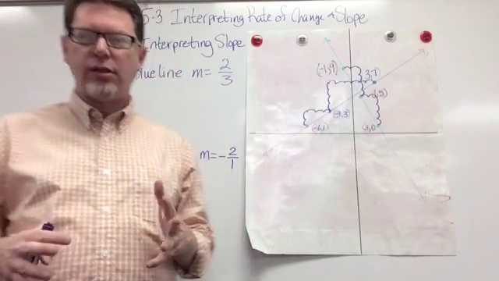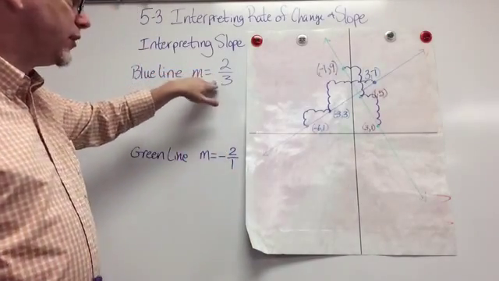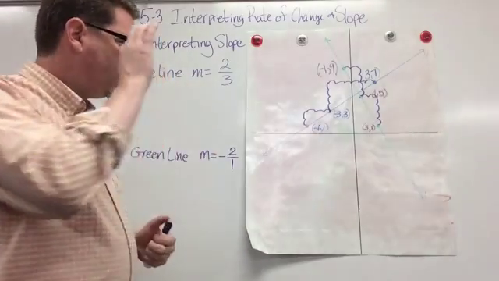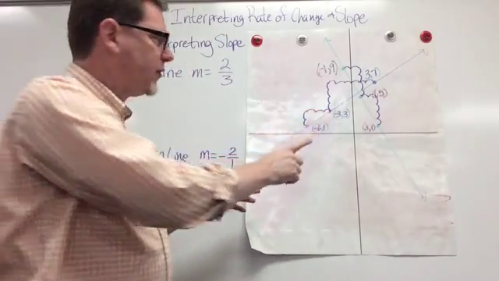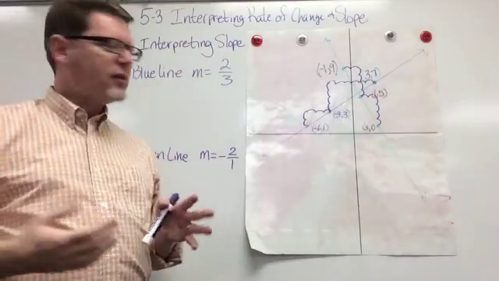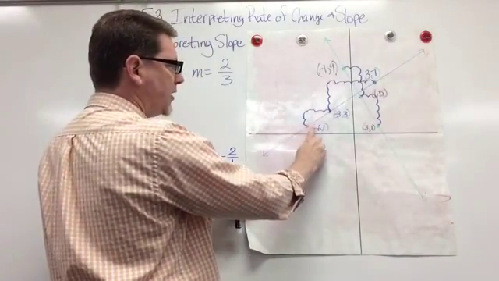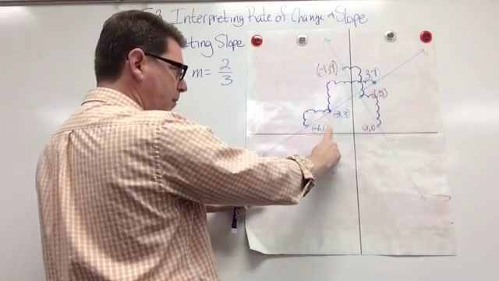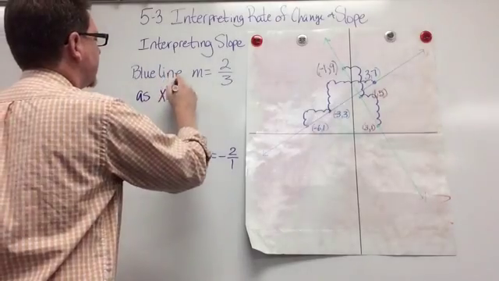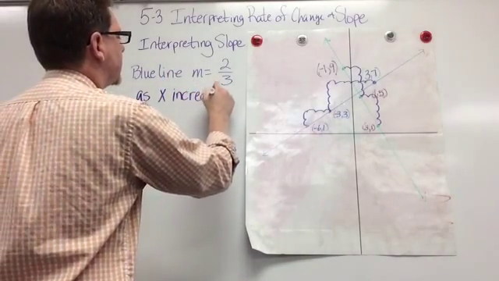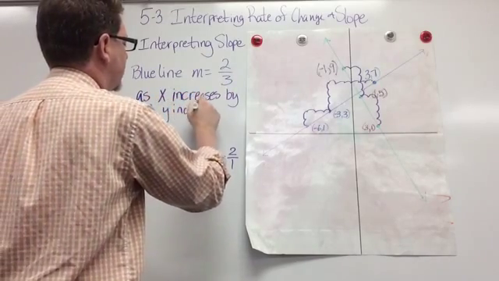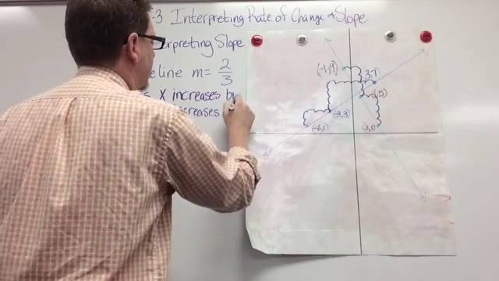The last little section that we need to talk about is actually interpreting the slope or the rate of change. So if my slope is 2 over 3, what does that mean? Well, let's look at it. If we're looking here at our graph and we look at these points on the blue line here, what this means is that for every time that the x increases by 3, the y increases by 2. So as x increases by 3, y increases by 2.